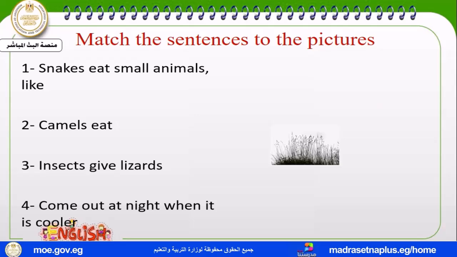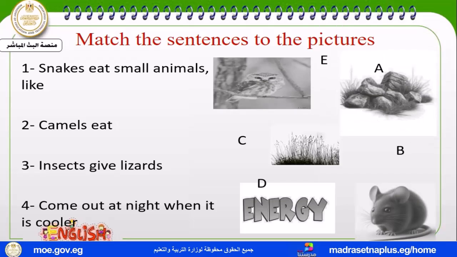Here are the photos or pictures that we are going to match these sentences to. Picture A, B, C, D, and E. We have 4 sentences and 5 pictures, so there is an extra one which we will not use. Can you guess the answer? Yes, this is the answer.